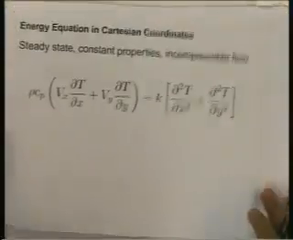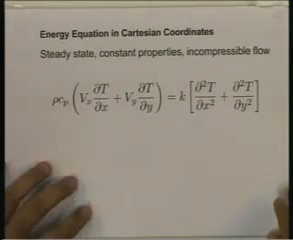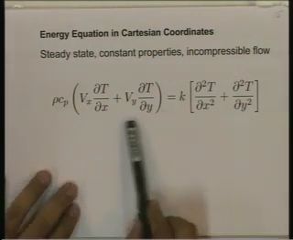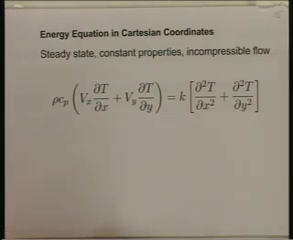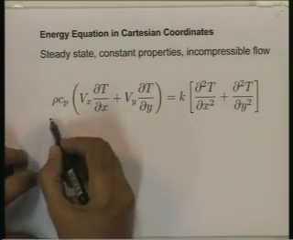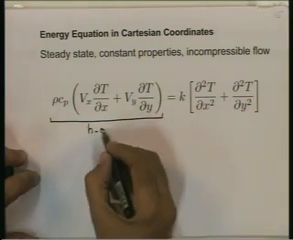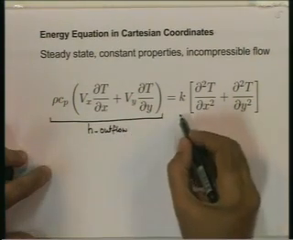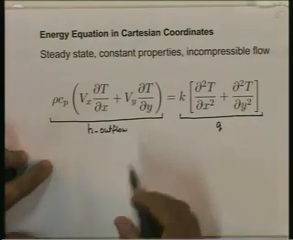When we do that, this is what you will get. I have written it in a form which you will generally find in textbooks. So you have the enthalpy outflow terms on the left hand side and the net heat inflow terms on the right hand side. So these terms are the terms representing enthalpy outflow, and these are the terms representing Q, the net heat inflow.